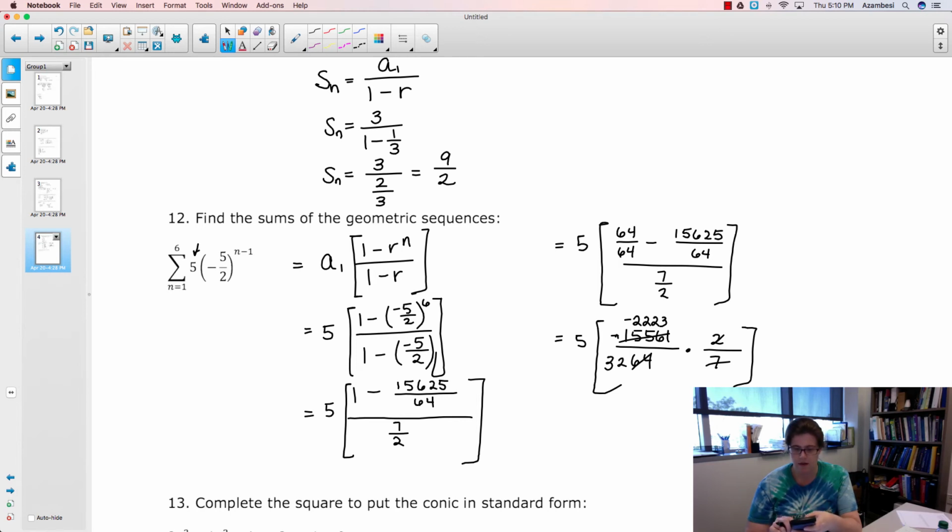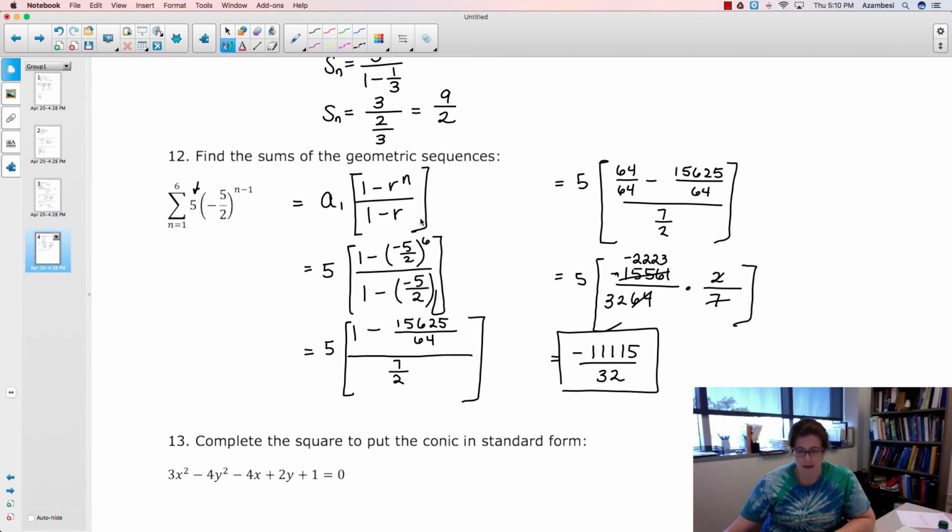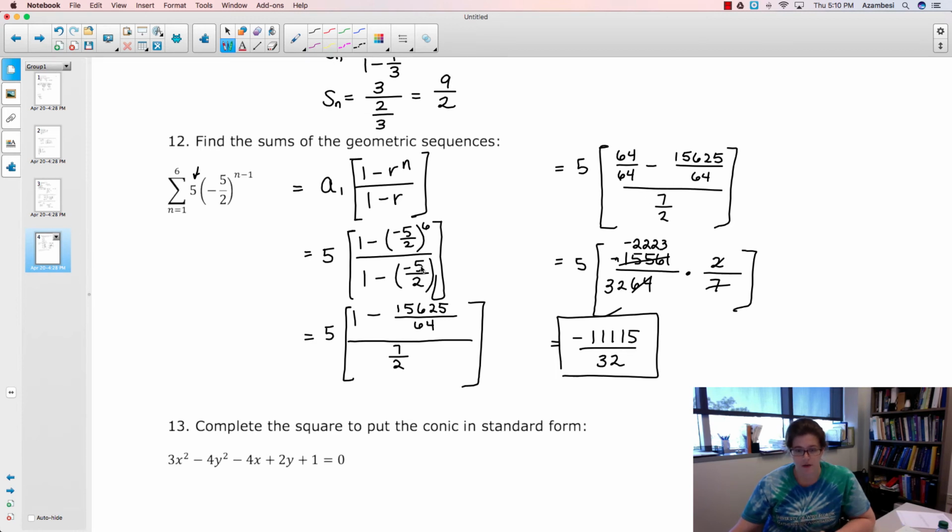And not divisible by 32. So 5 times 2223 gives me -11115 over 32 for my final answer. And that's my sum. A lot of arithmetic there. The concept is not real difficult if you can plug in your values of A1 and R, but the arithmetic you have to crunch through.